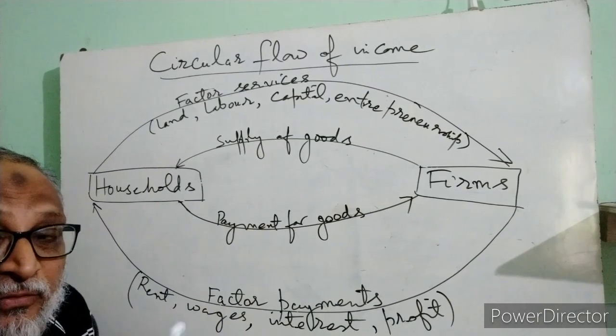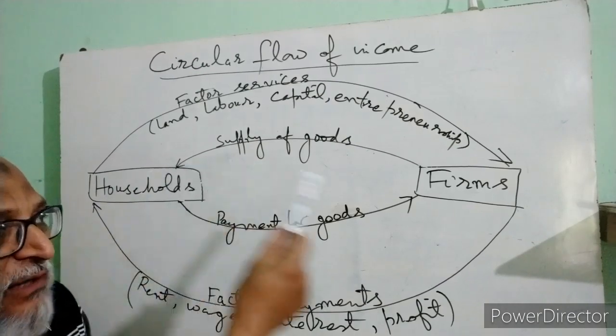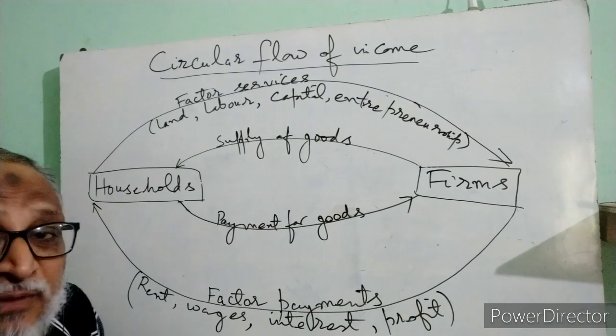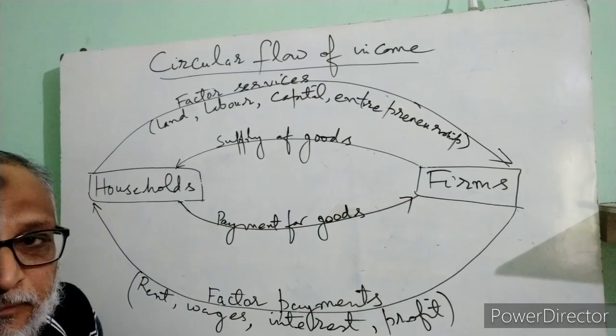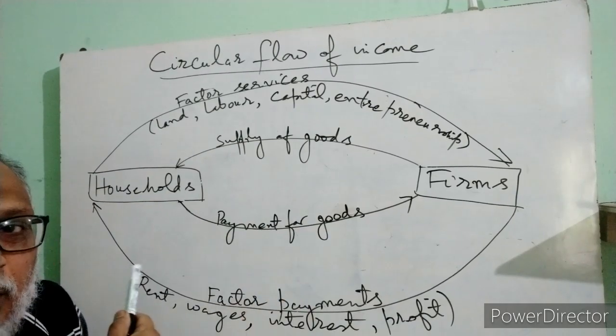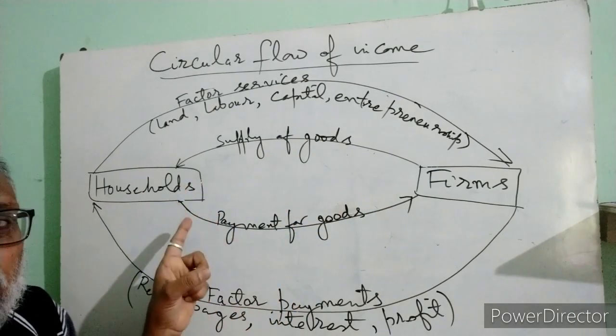Okay. Now where are these earnings going to be utilized? As you know, these factors were taken by the firms. So what do the firms do with these factors? They will produce goods. Now for whom are they producing the goods? They are producing goods for the households. So you can see the supply of goods from firms to household.